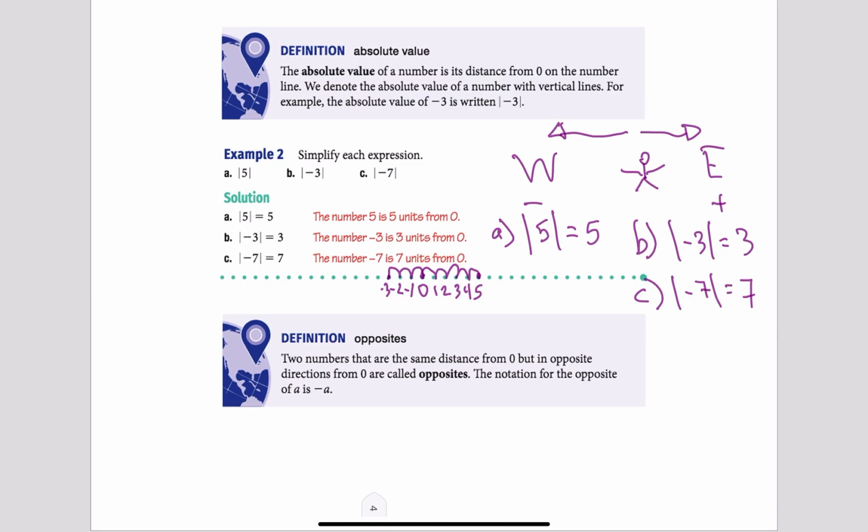Now, an important and related concept to absolute value is the idea of an opposite. So the opposite of a number is the same number with the opposite sign. In other words, it's exactly on the other side of 0 from the number. So if we think about our number line again, oops, it's not a very straight line. Let's see if we can draw a straighter line.